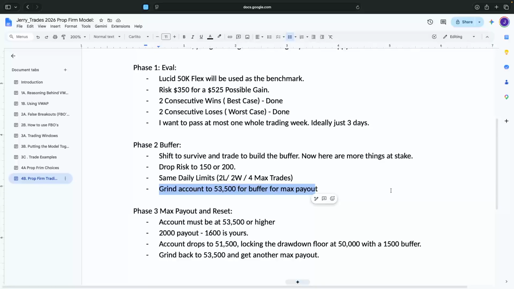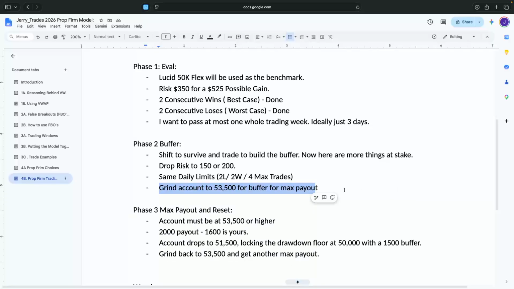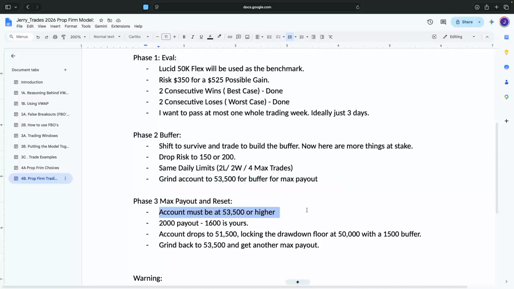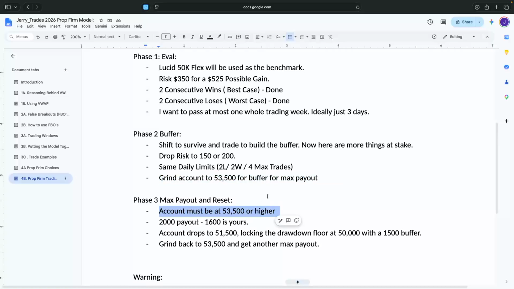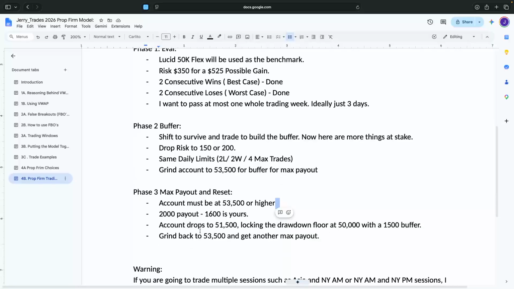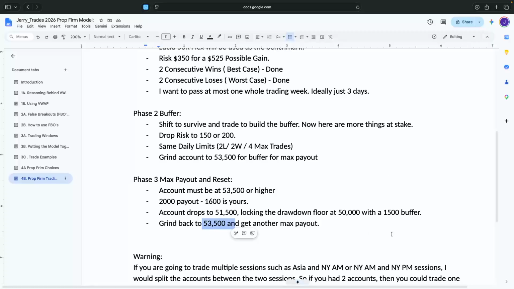So I go for max payout. Max payout for Lucid is 2K. The account must be at 50 or higher because of intraday drawdown. Once you withdraw 2,000, 1,600 is yours. It's the profit split, right? The account drops back to 51,500, which locks the drawdown floor at 50,000 with the $1,500 buffer, and then you just grind that back out to 5350, get another payout, and repeat.